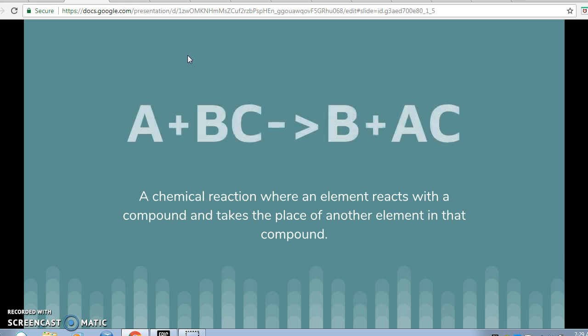So here, as a quick example, I have A plus BC. A is more attractive than B, or A is more reactive than B. So, as you can see on the right, it changes so that A is with C now, and B is by itself. So the new chemical compound is AC.